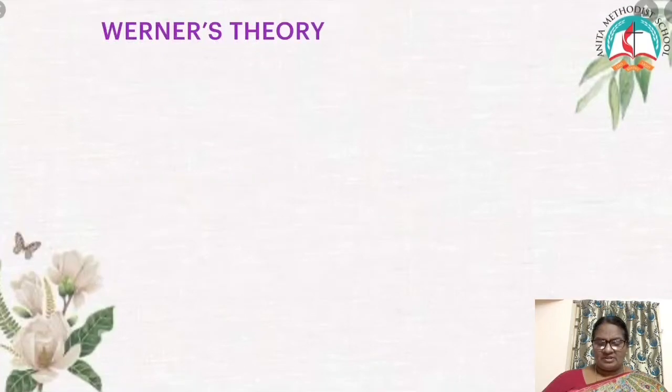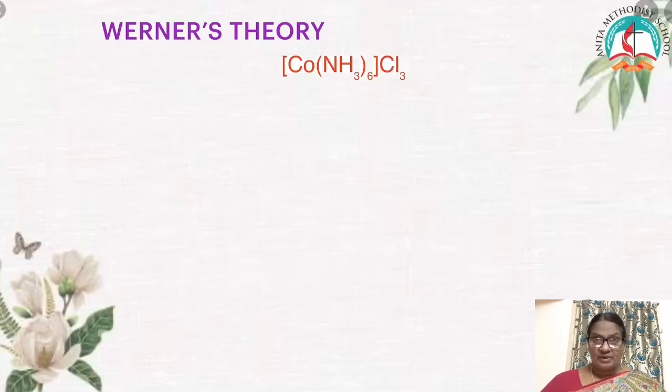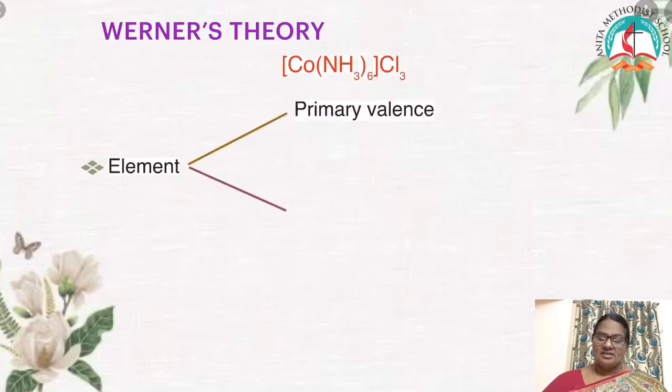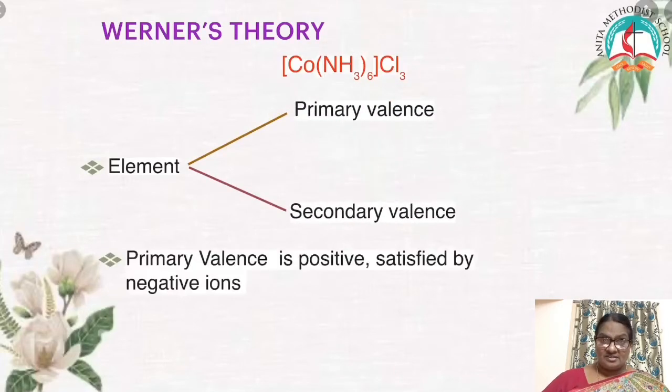Next we are going to see Werner's theory. Werner and his team tried to study the behavior of various complex compounds, and they were the first team to explain the properties of complex salts. He took this compound as an example, hexaammine cobalt(III) chloride, and started describing the properties. What did he say? He said the element has two types of valencies, a primary valence and a secondary valence. So here cobalt is a central metal element.